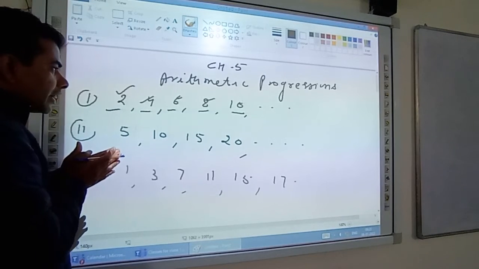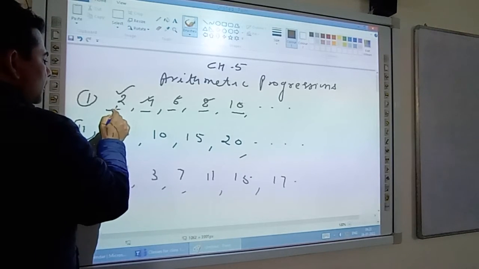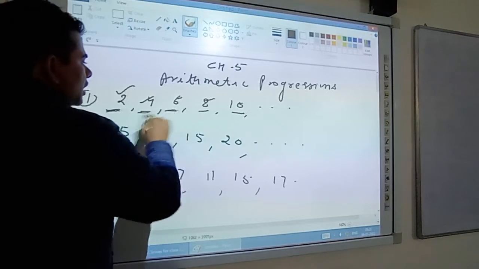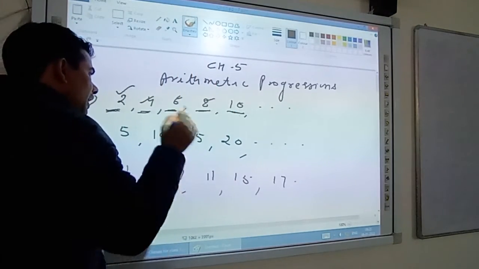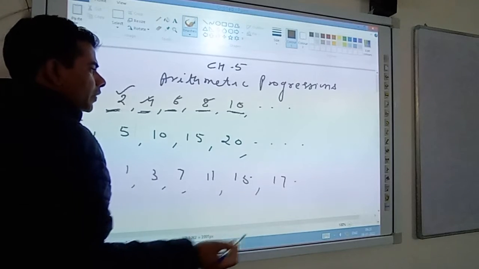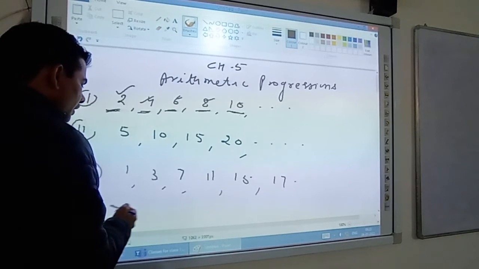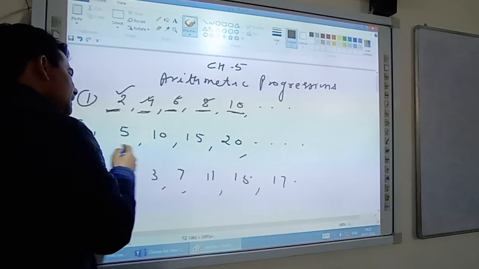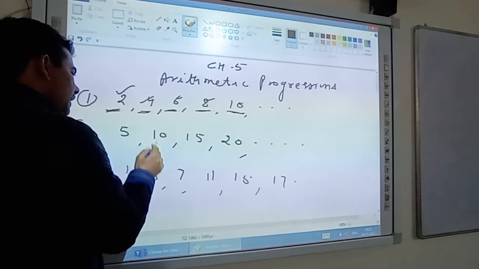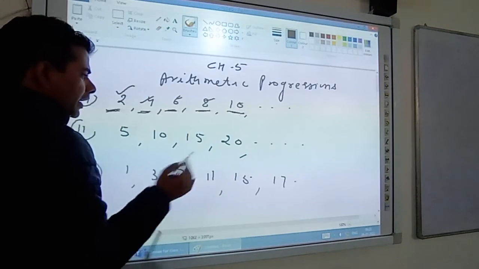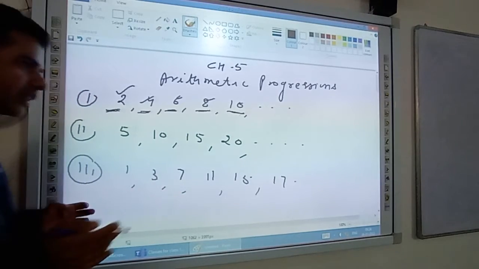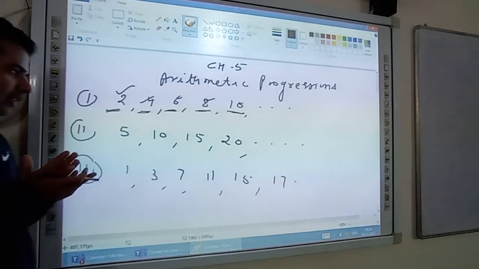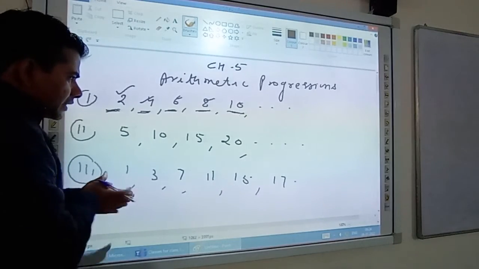So the common difference is 2 and throughout the series the common difference is the same. These are the terms: first term, second term, third term, fourth term, fifth term. So the list of terms forms an AP. Your next series is 5, 10, 15, 20 and so on. In this series we are observing that the common difference is the same. What is the common difference in this series?